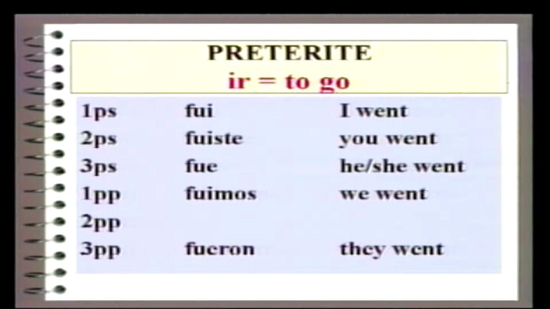In the first person plural, the regular preterite of ir is fuimos. Fuimos. We went. And the third person plural, fueron. Fueron. They went. Let's practice some examples of ir.